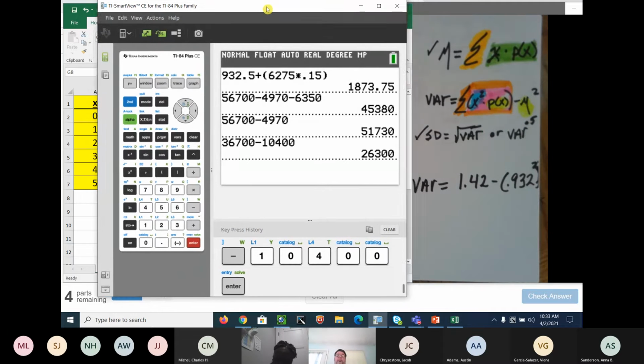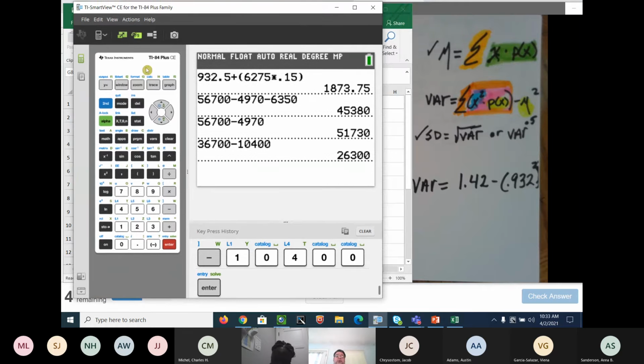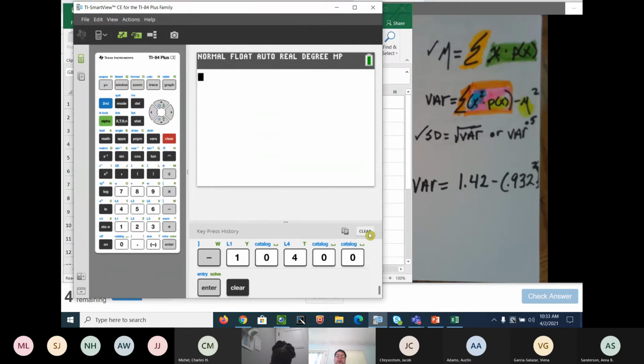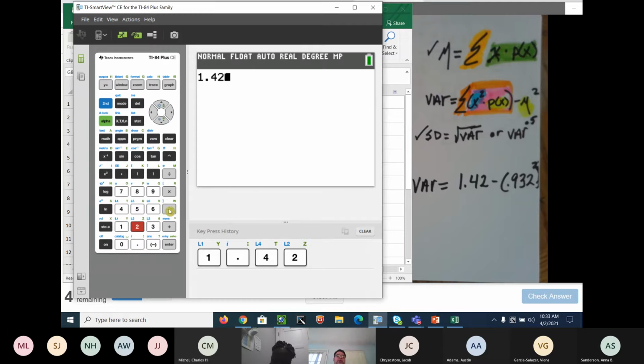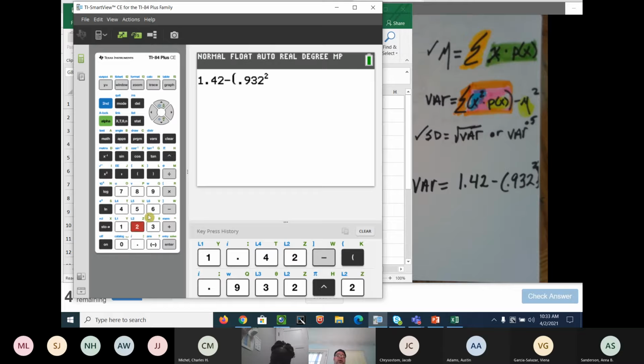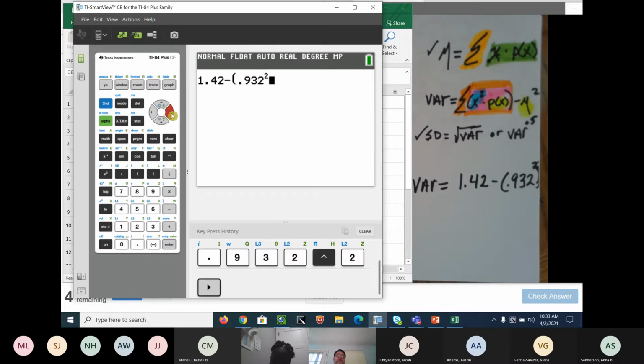Okay. So this is what it's going to look like, so I'm going to show it to you. That's going to be 1.42, and watch how I do this, minus parentheses 0.932 raised to the second power, and then close parentheses, move over one place to the right, and close parentheses. And hit enter.